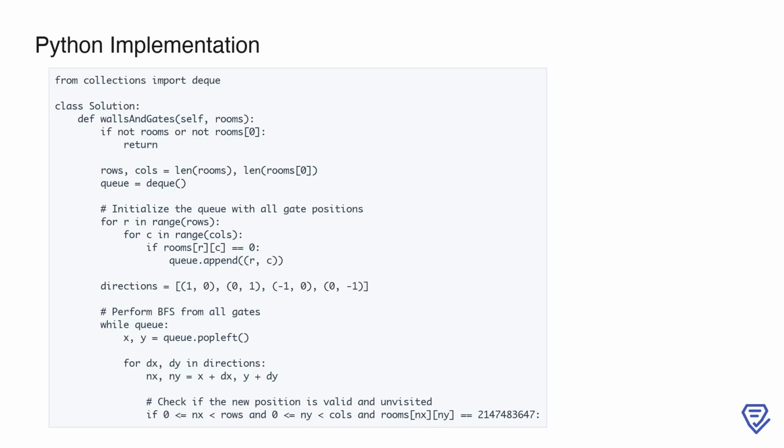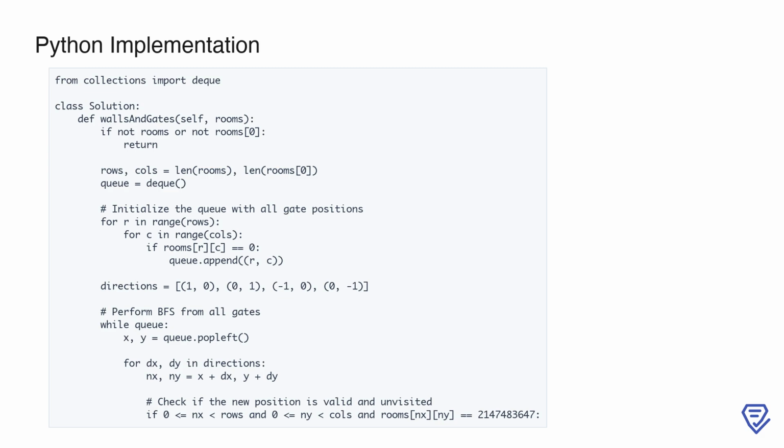Next, we calculate the number of rows and columns in the grid. We also initialize a queue, which will hold the positions of all the gates as we find them. Now, we loop through each cell in the grid. If a cell contains a gate, represented by the value 0, we add its coordinates to the queue.